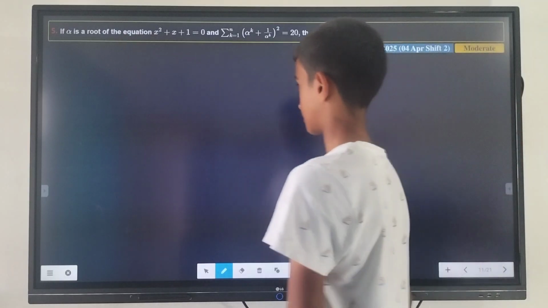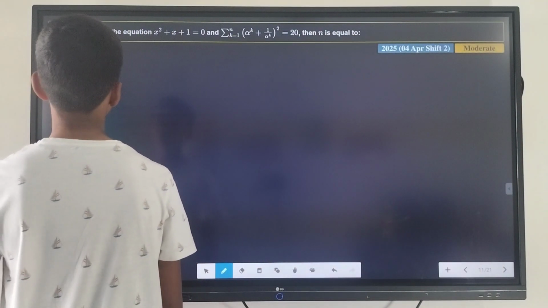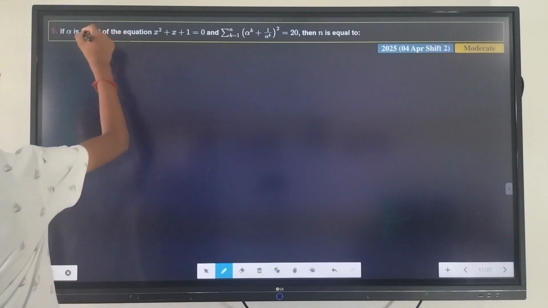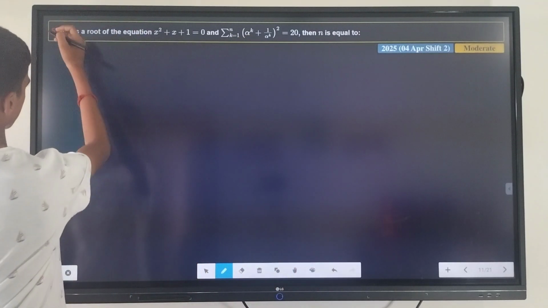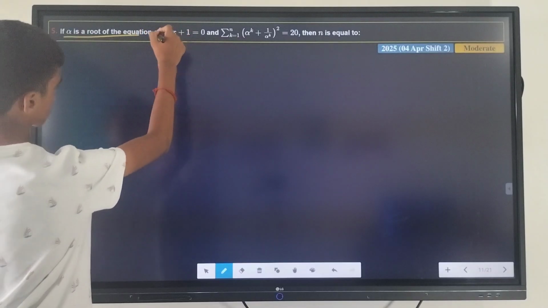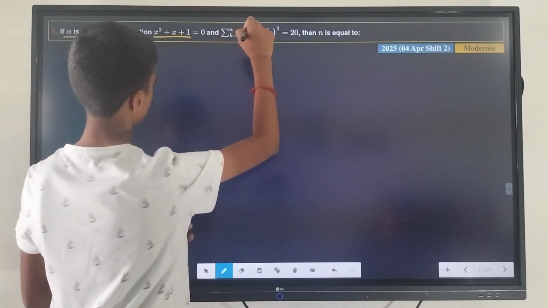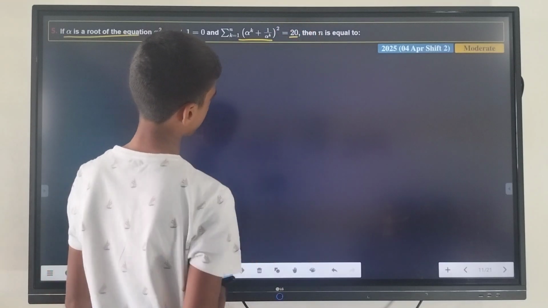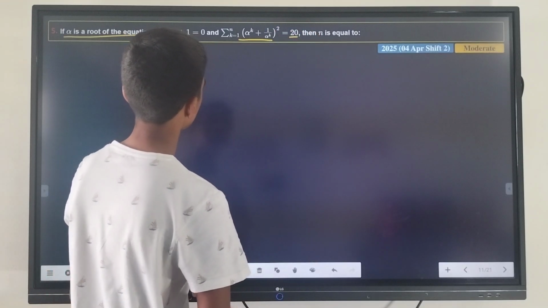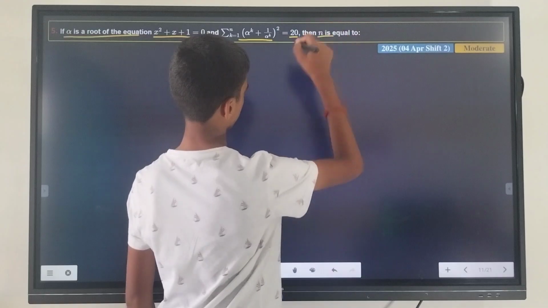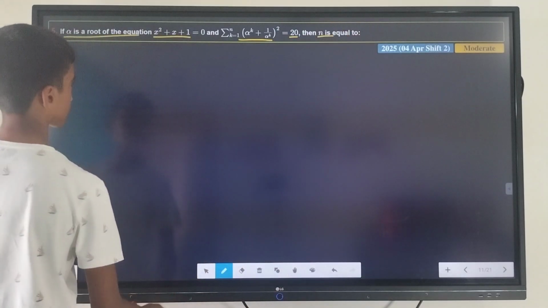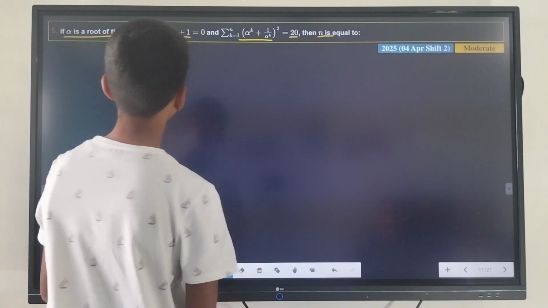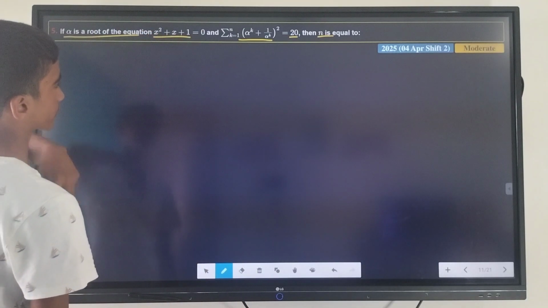Here is our next question. This time our question says, if alpha is a root of the equation x square plus x plus 1 is equal to 0 and this sum is equal to 20, then n is equal to. So here in this question, the roots for this equation are omega and omega square.